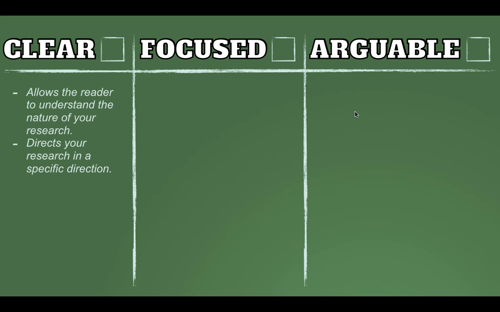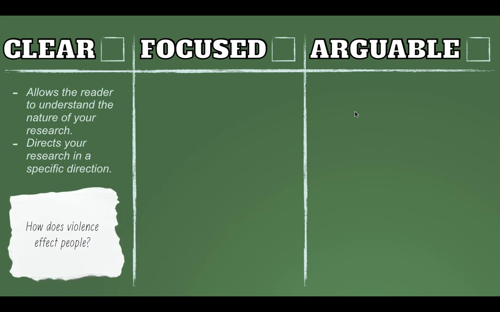So, let's look at this example. How does violence affect people? This isn't very clear because it's too vague and too broad. I don't understand exactly what the nature of this research is. Are we talking about the psychological effects? Are we talking about the physical effects? Are we talking about the effects on the people who have violence done to them, or the effects on people doing violence? So this is not clear at all. It doesn't meet our criteria.